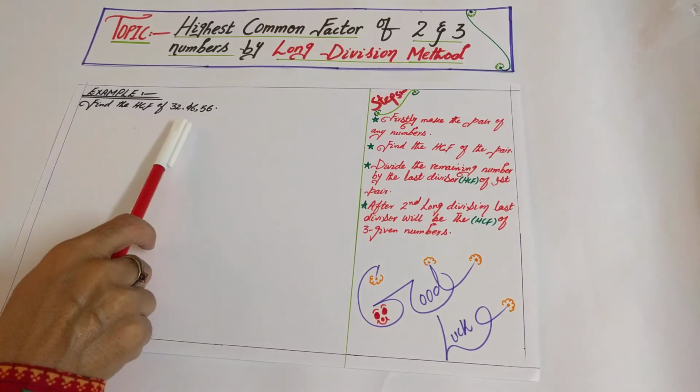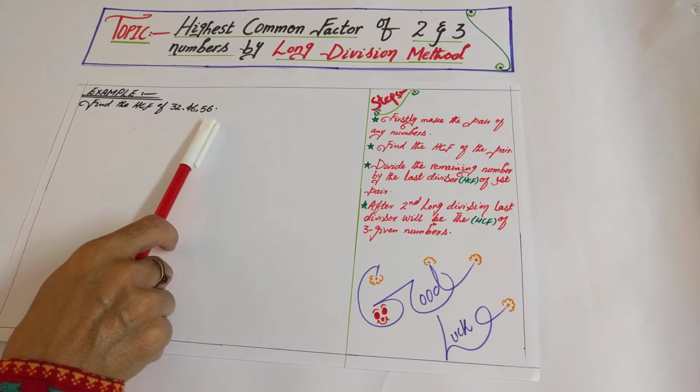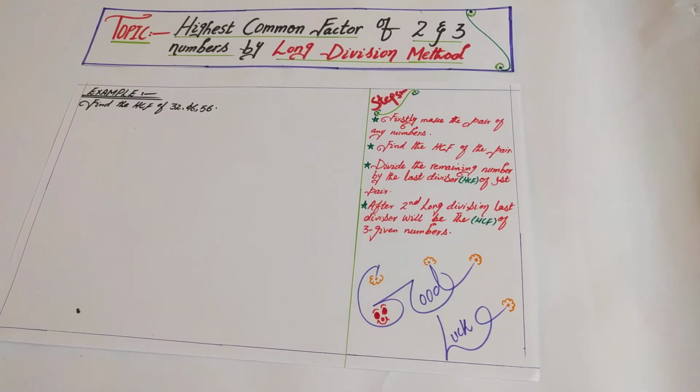Find the HCF of 32, 46 and 56. Now there are 3 numbers, and finding the HCF of 3 numbers is different as compared to the HCF of 2 numbers. So again there are some steps to find the HCF of 3 numbers by the long division method.